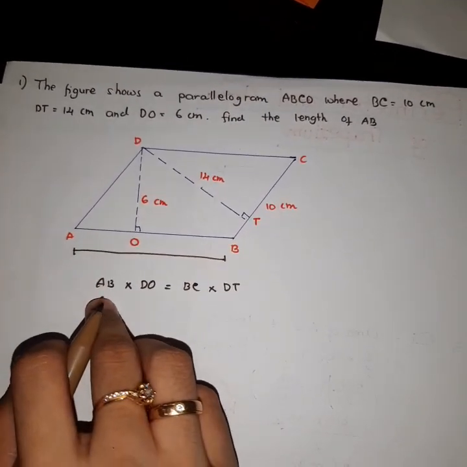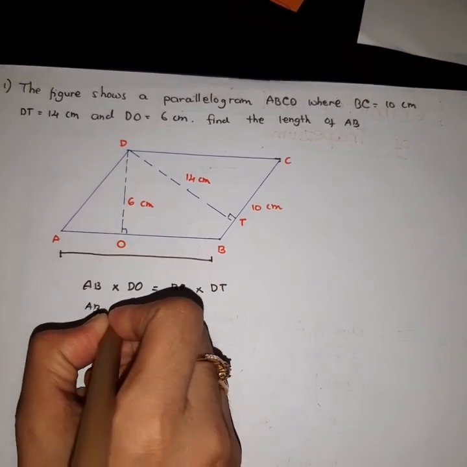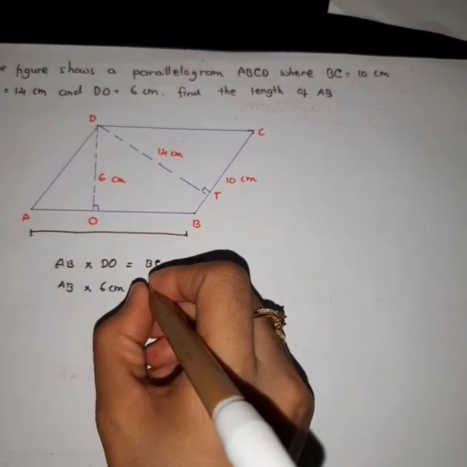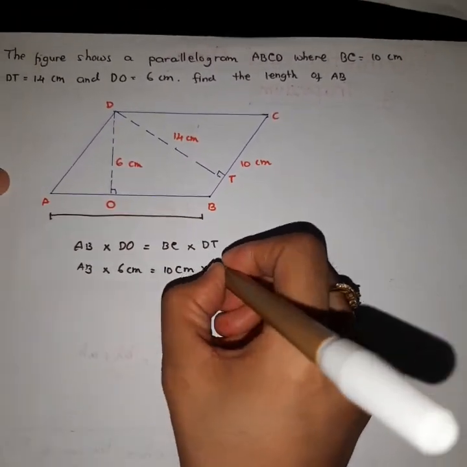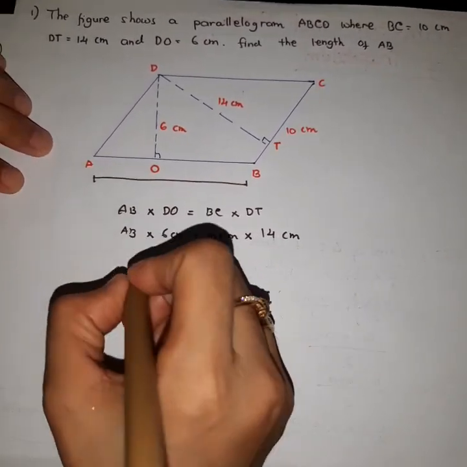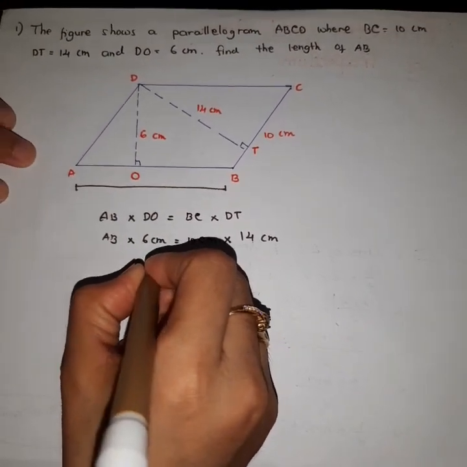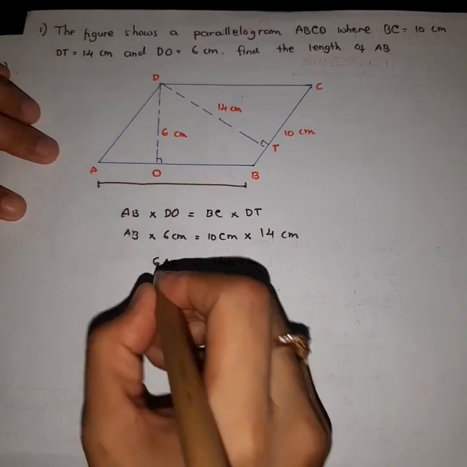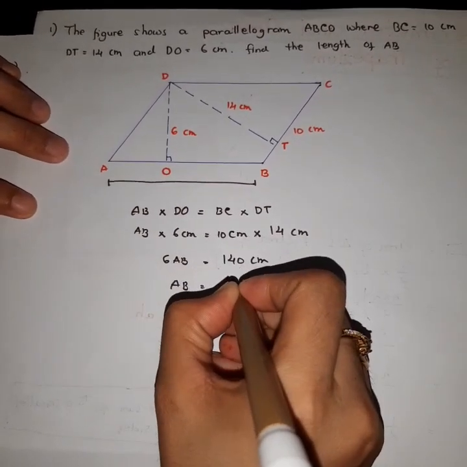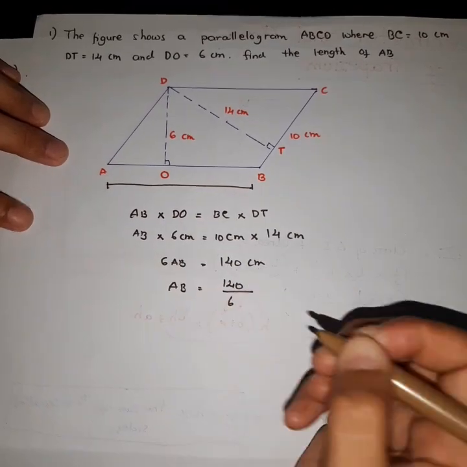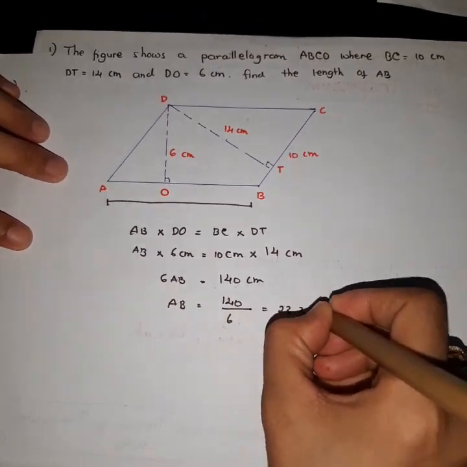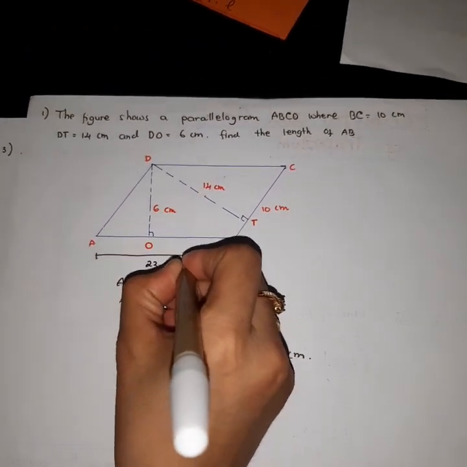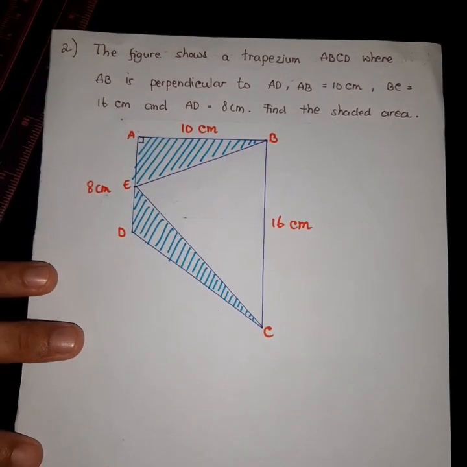Now, AB is the one that we want to find, and DO is 6 centimeters, which is equal to BC, which is 10 centimeters, times 14 centimeters. AB times 6, I can write as 6AB, and 10 times 14 is 140. To find AB, we divide 140 by 6, which is 23.3 centimeters. So AB measures 23.3 centimeters. So let's see number 2 here.